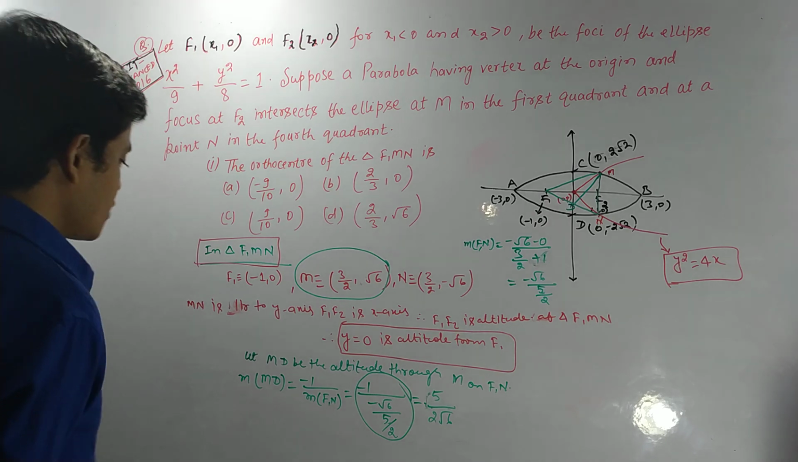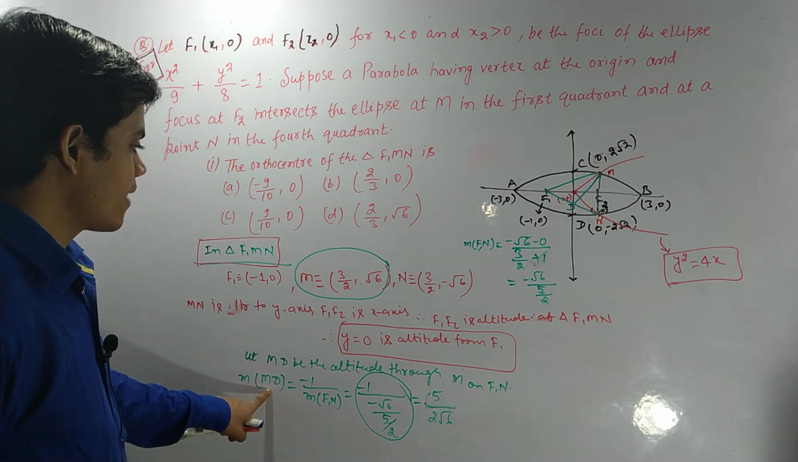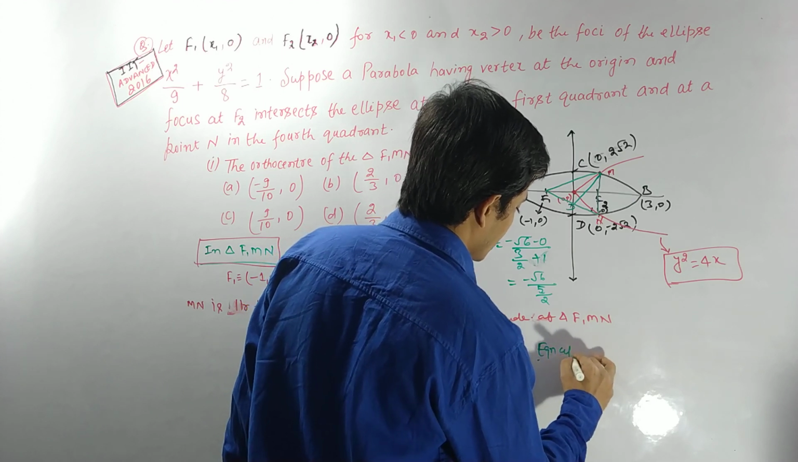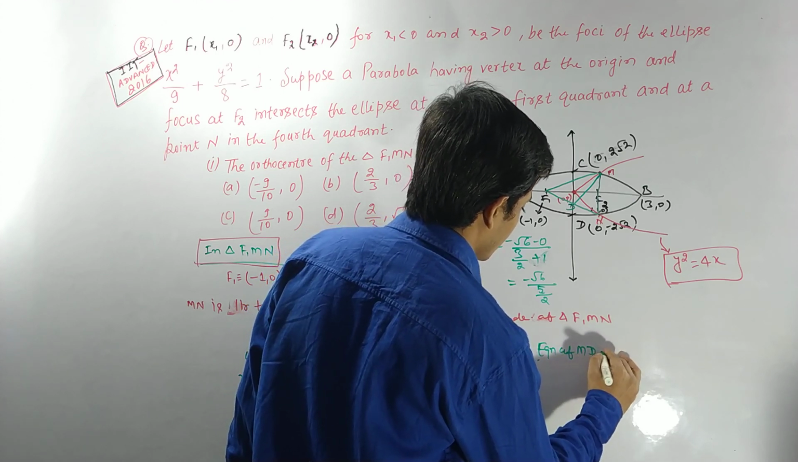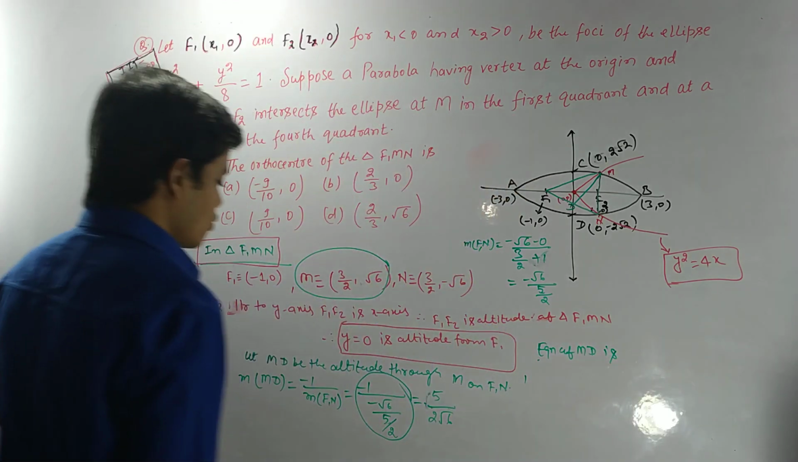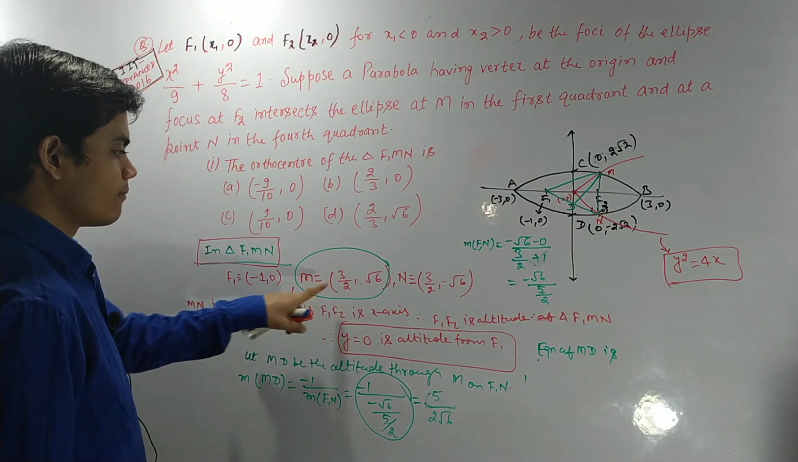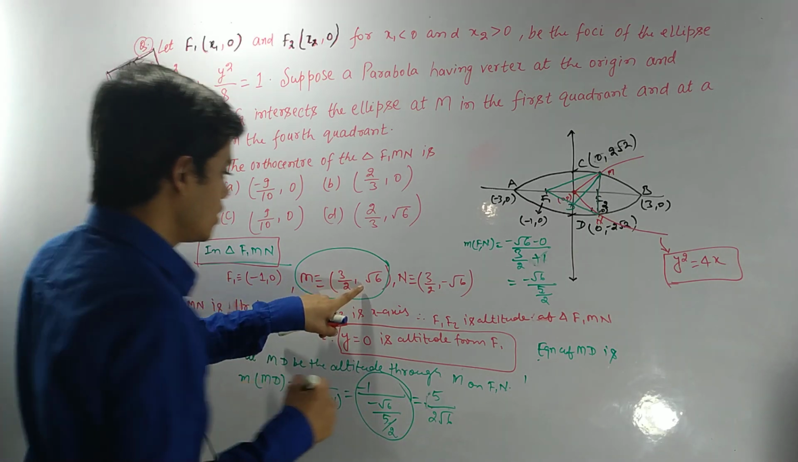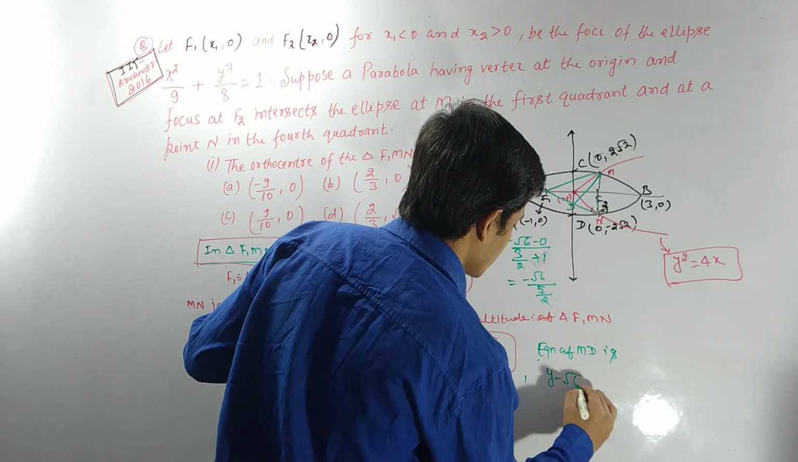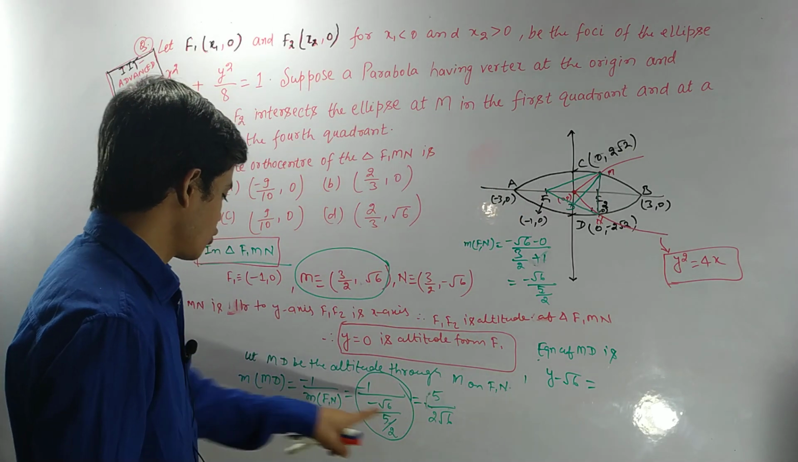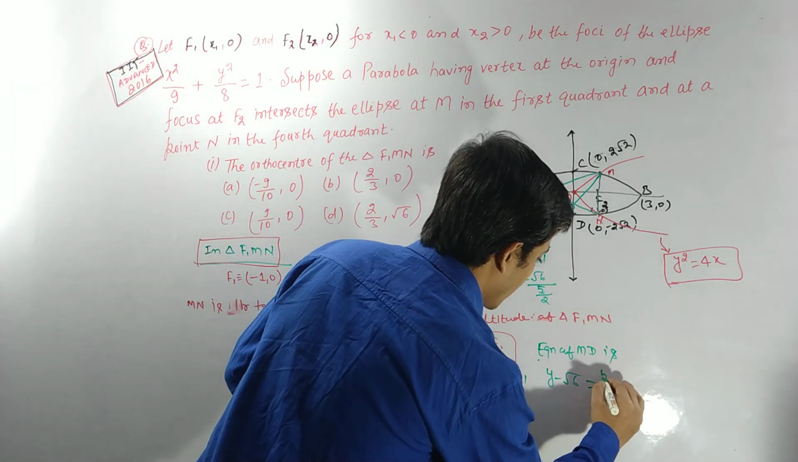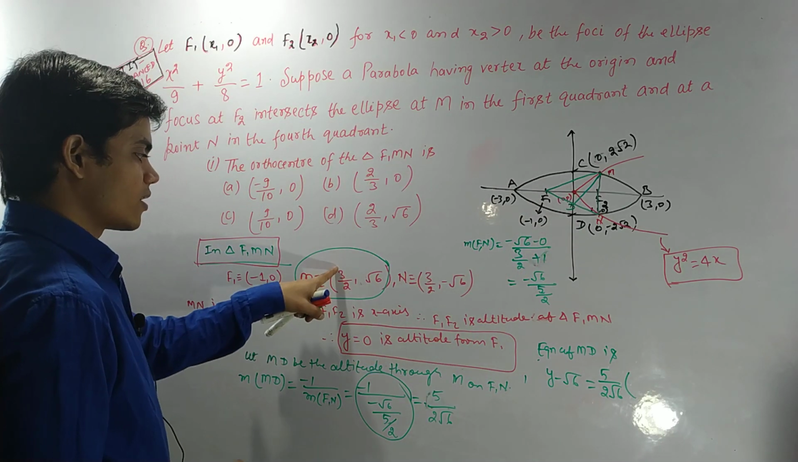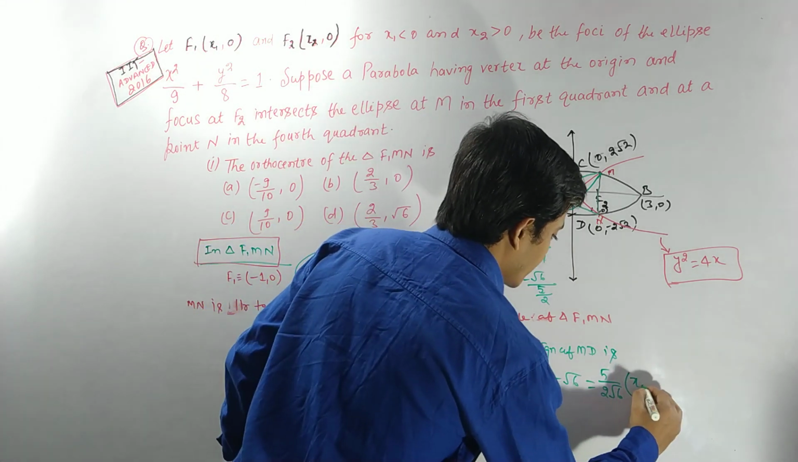Okay, so now what will be the equation of MD? Equation of MD is what? y minus y1 equals m, this is m and this is the slope. So by using point slope form, y minus root 6 is equal to m, the slope of MD, which is 5 by 2 root 6, into x minus x1, and what is x1?